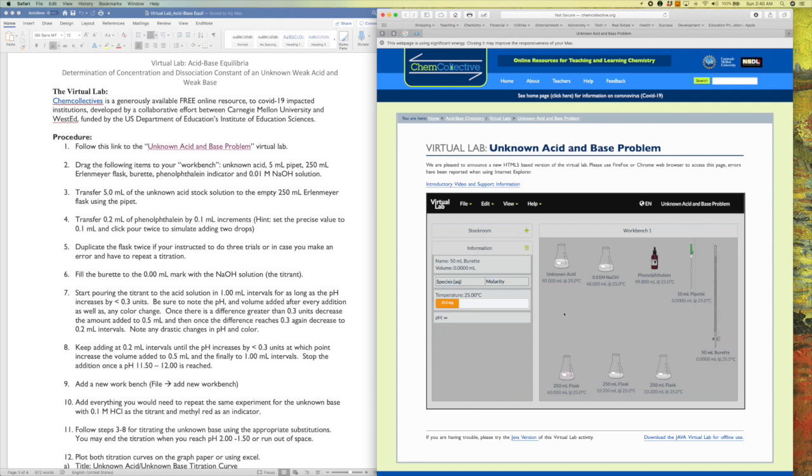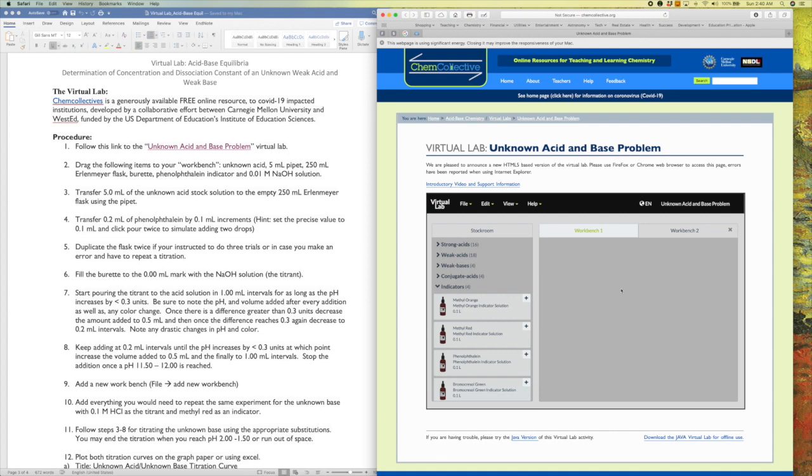The next part of the experiment is, of course, to do the same type of titration with the base. But for that, I wouldn't recommend removing any of these things. What you can do is just go to the File menu and add a new workbench.